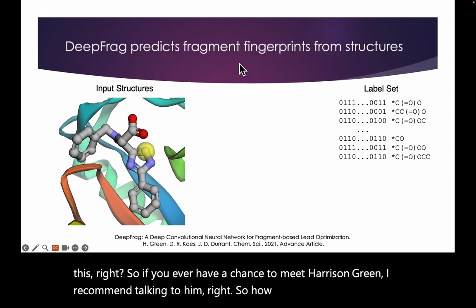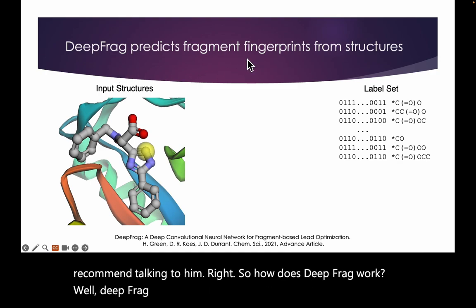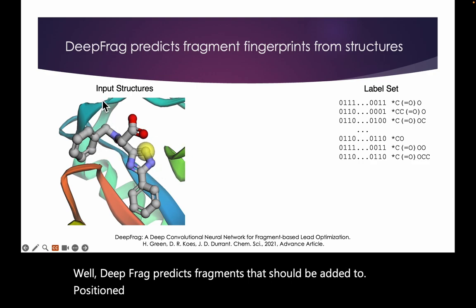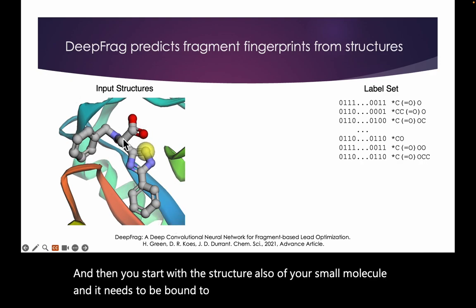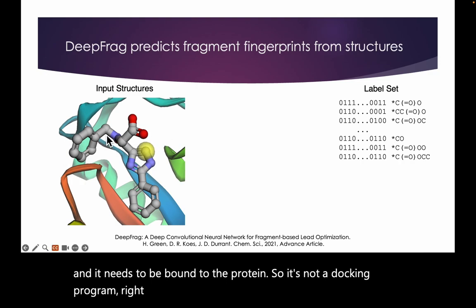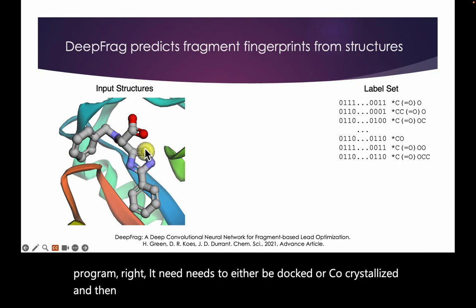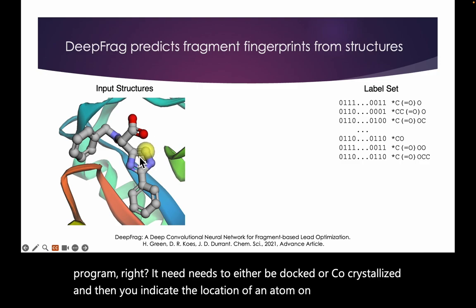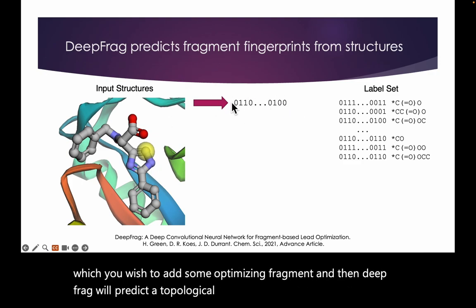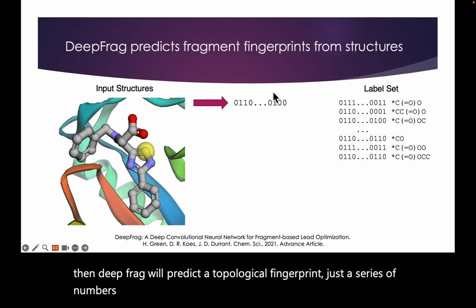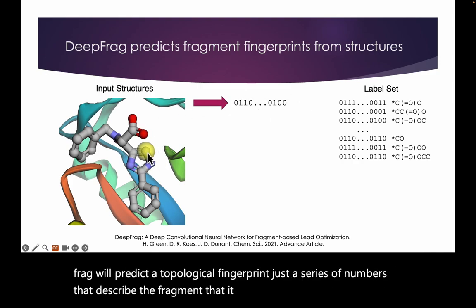So how does DeepFrag work? Well, DeepFrag predicts fragments that should be added to positioned or posed molecules. So you start with the structure of your protein, and also the structure of your small molecule, and it needs to be bound to the protein. So it's not a docking program, right? It needs to either be docked or co-crystallized. And then you indicate the location of an atom on that ligand to which you wish to add some optimizing fragment. And then DeepFrag will predict a topological fingerprint, just a series of numbers that describe the fragment that it thinks you ought to add at that location.